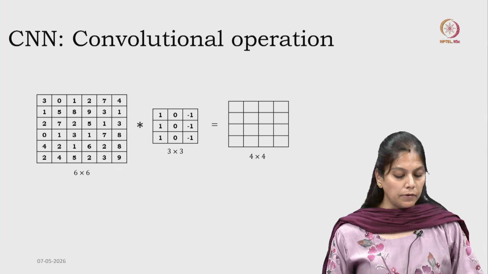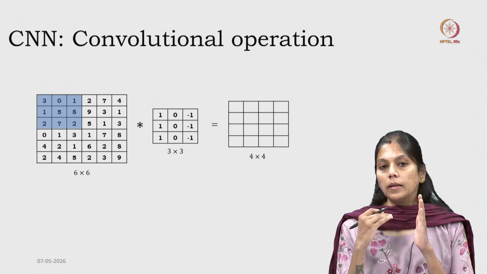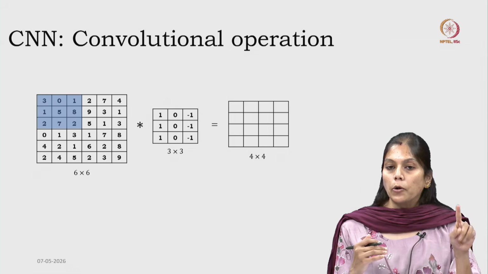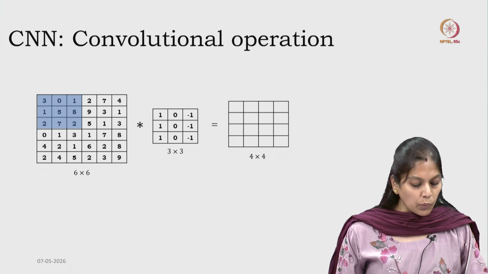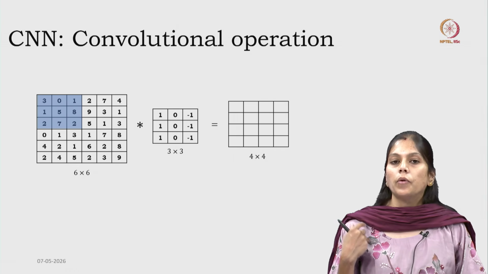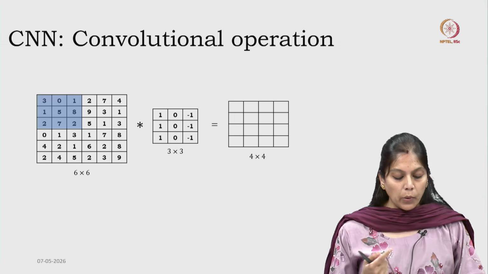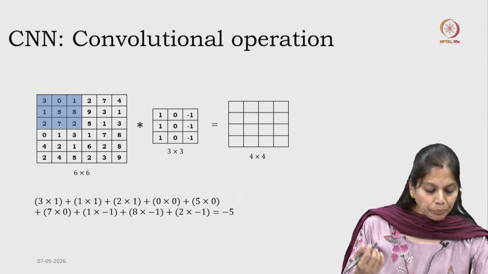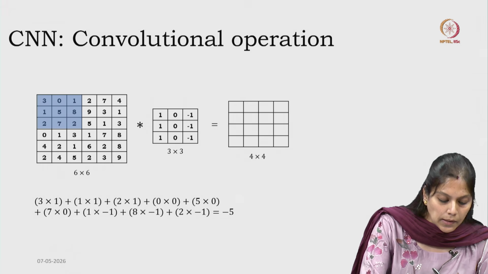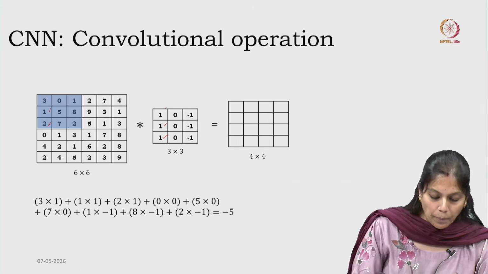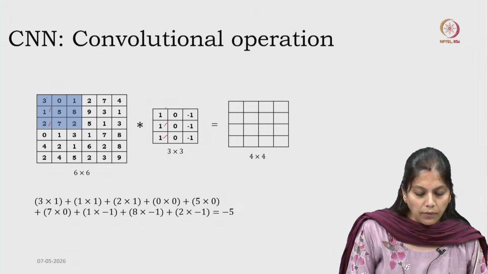So, what is the first step? The first step is that the 3 cross 3 matrix of the kernel is applied onto the 3 cross 3 part of the input image. And what are we going to do? We have to first extract the features. To extract the features, we have to perform a convolution operation. What is a convolution operation? It is an element wise multiplication. So, can you see here, 3 is multiplied with this 1, then 1 is multiplied with this 1, then 2 is multiplied with this 1. So, this is the first one.